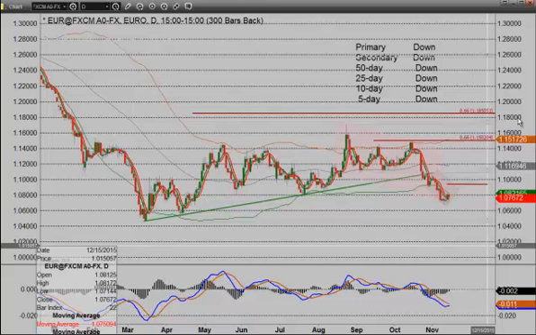So we think that'll be reflected in much lower prices in the euro. And again, you'll probably see parity. You'll probably see the 100 level sooner than you otherwise would have.